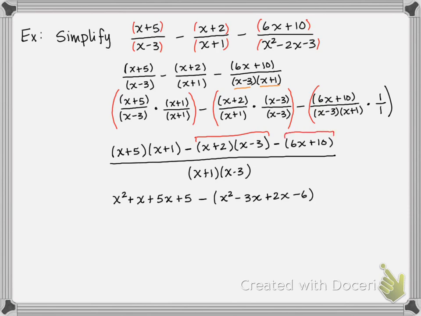And then this is another place where you want to be really careful. This is one of the reasons that I always put those parentheses in at the beginning, is that we have to distribute that negative to the 6x plus 10. If you didn't have parentheses around your 6x plus 10, that's easy to lose. So this is minus 6x minus 10, and that's all over our common denominator.